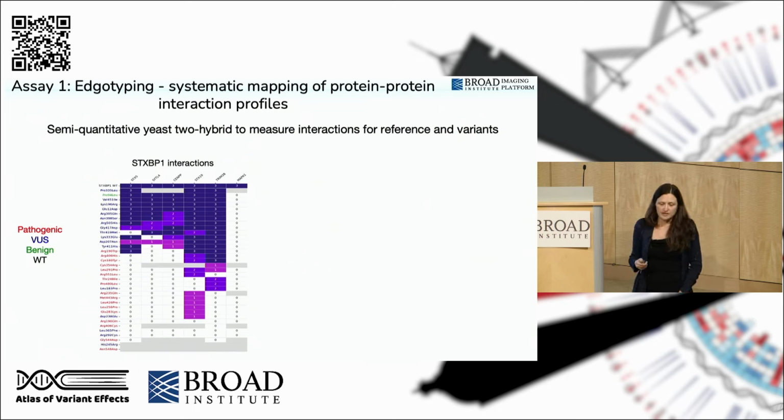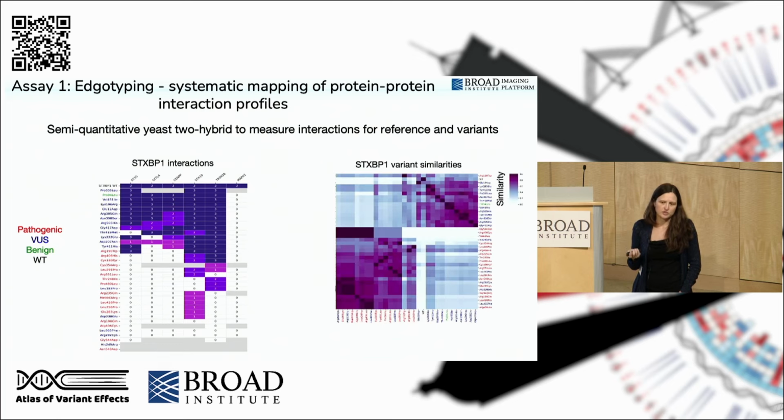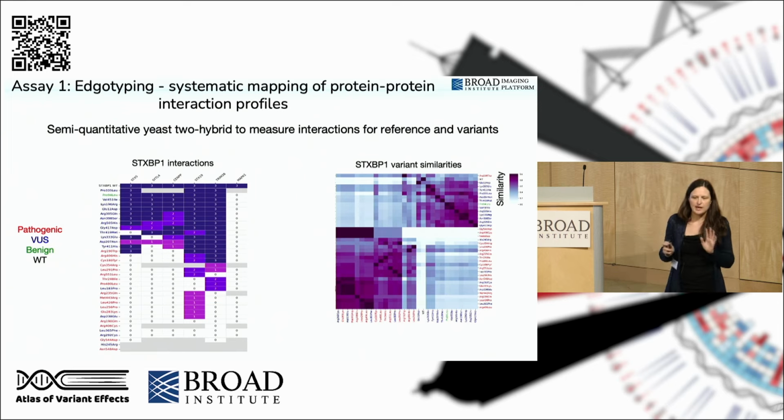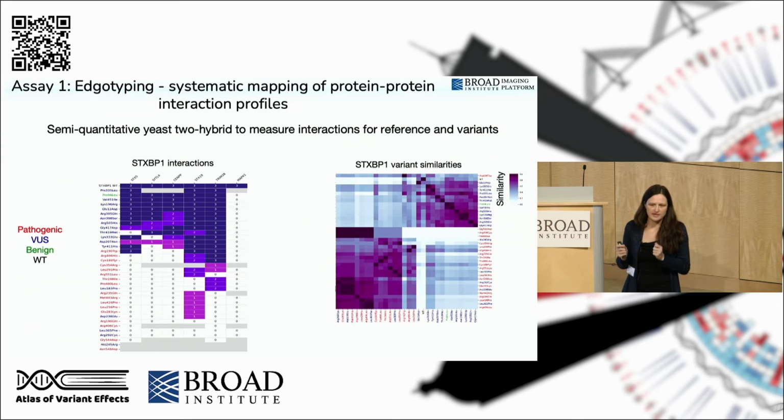And what we can also do with those kinds of profiles is start to group variants with each other to see if they fall into certain classes. In this case, it's largely the variants that mess up all the interactions and the variants that don't mess up all the interactions. But there's some nuance as well that allows us to take a look at how impactful each mutation seems to be in terms of interacting with the rest of the proteome. So that's the first assay.